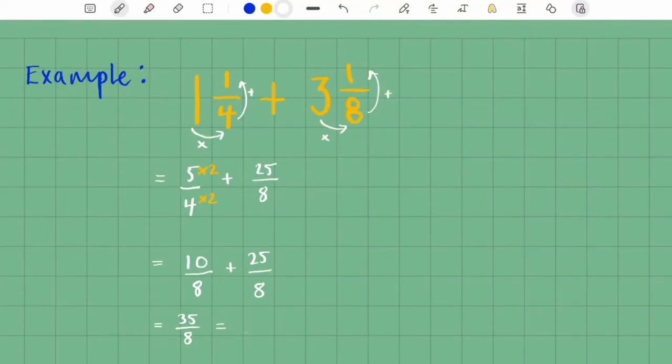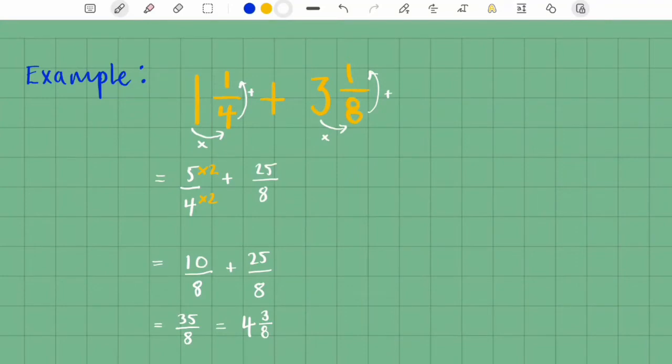8s go into 35 4 times. So we've got 4 wholes. And then we have a remainder of 3, because 8 times 4 is 32. So the remainder goes here. And we have the same denominator. There's a video I did on converting to mixed numbers that you can check out. So 4 3/8 is our final answer, and you can see more of it in terms of the size. It's 4 wholes and a little bit. That little bit is just under half, because if it was half, it would be 4 over 8.